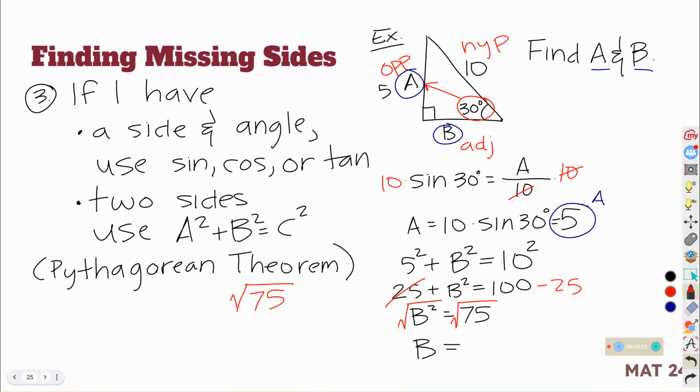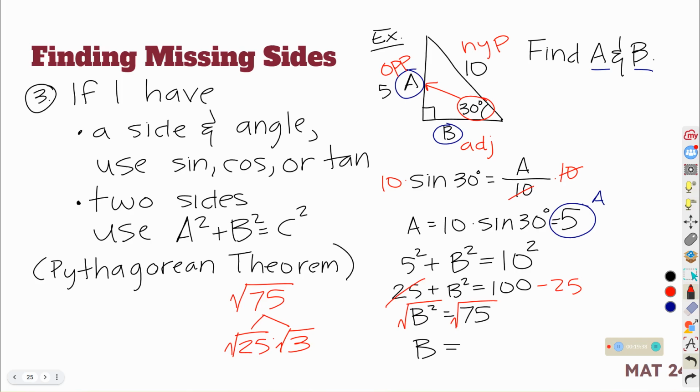4 is the smallest one that I can use. That's 2 squared. Doesn't fit in evenly. 3 squared is 9. Doesn't work. 4 squared is 16. Doesn't work. 5 squared is 25. Does 25 fit in evenly? Yes. So I'm going to split this guy up into square root 25 times square root of 3. 75 is 25 times 3.